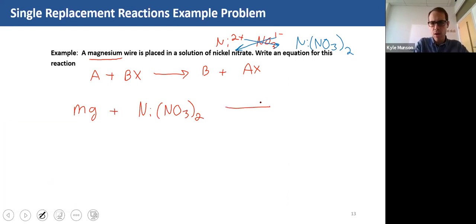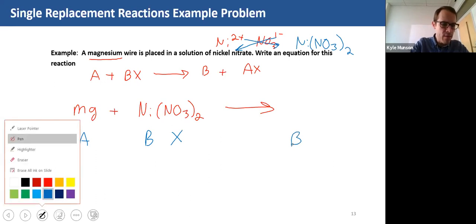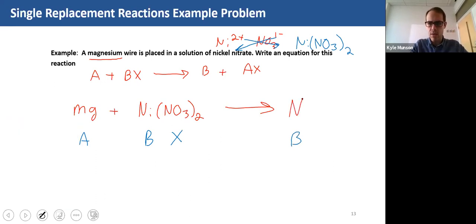So what is going to go on here? Again, if I just write it right under here, we have A, B with X. So I'm going to get B by itself. I'm just going to get nickel, plus A with X, magnesium nitrate. And magnesium, when it's in a compound like this, or when it's a magnesium ion, has a 2+ charge. So that 2, that's why it stayed here.